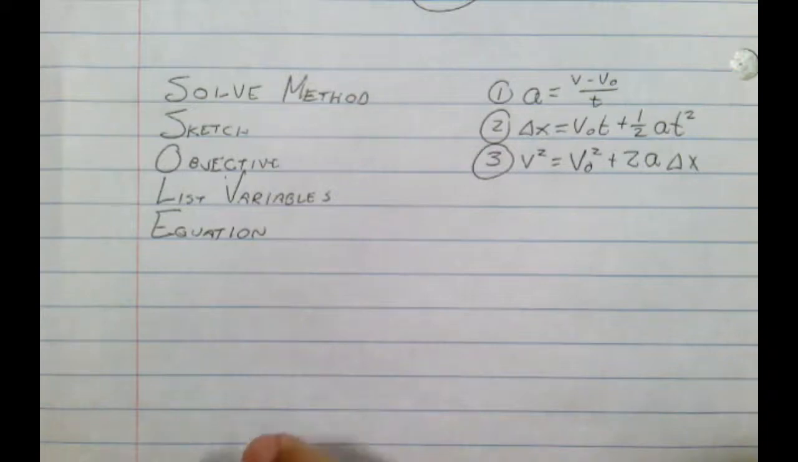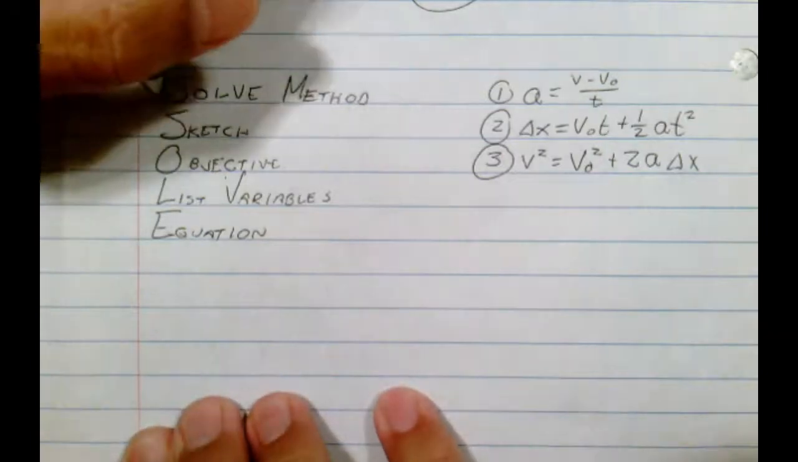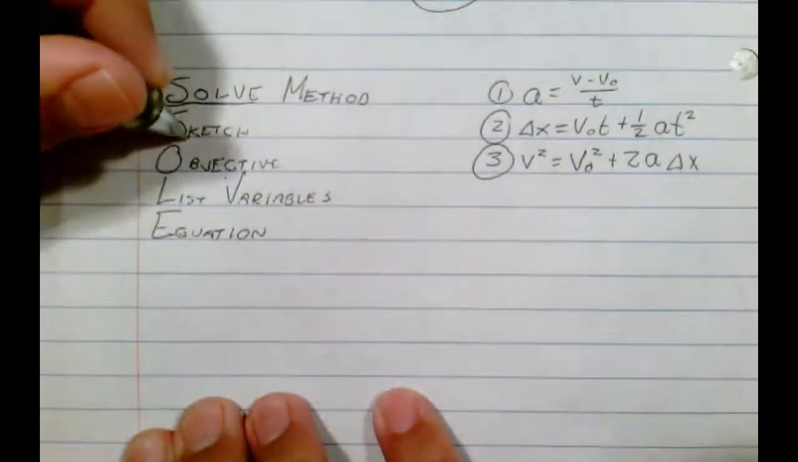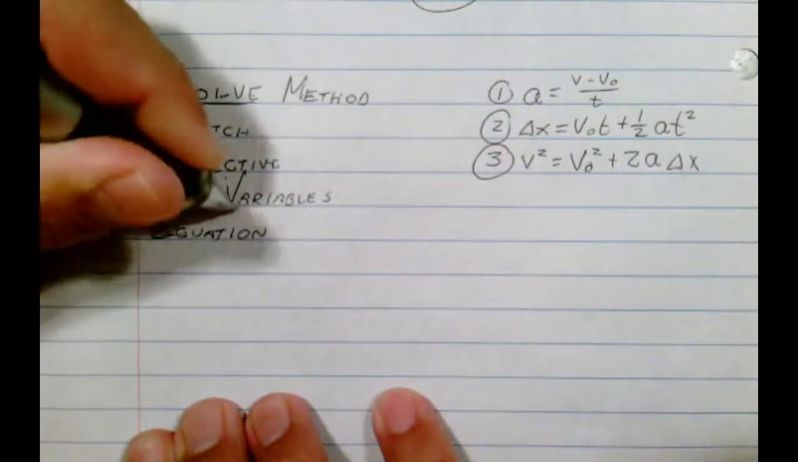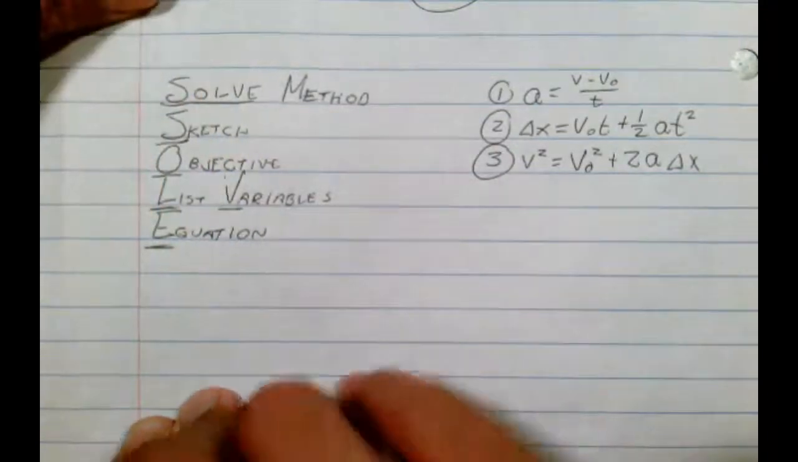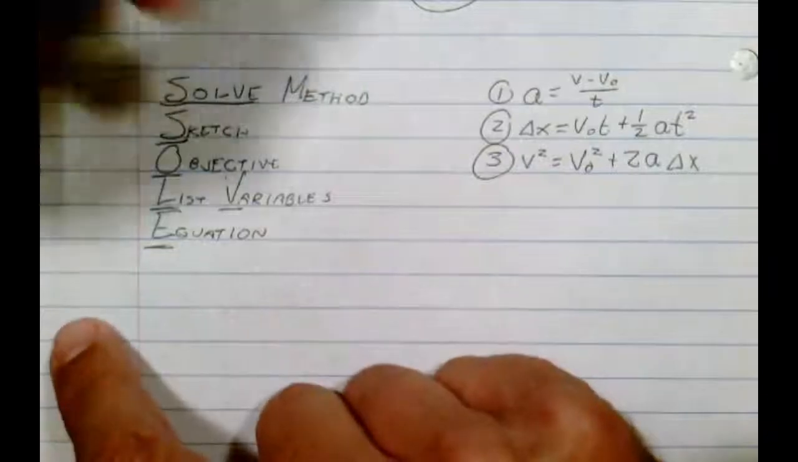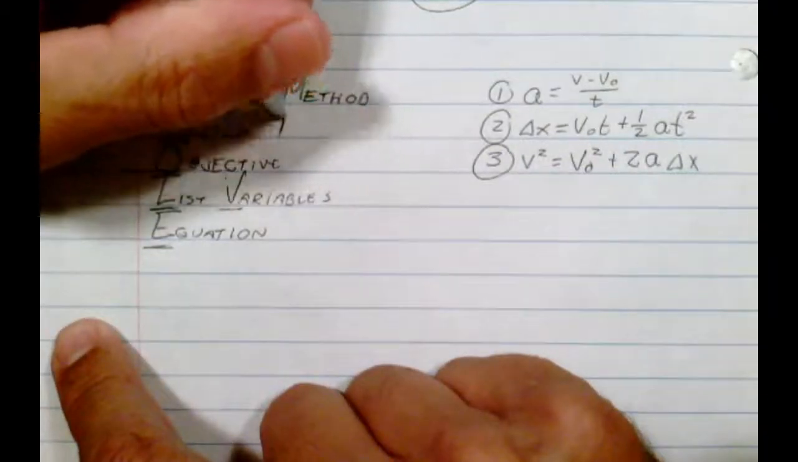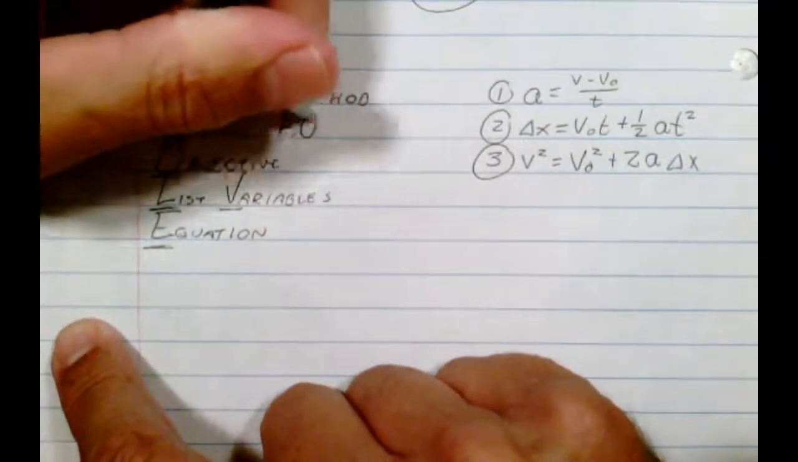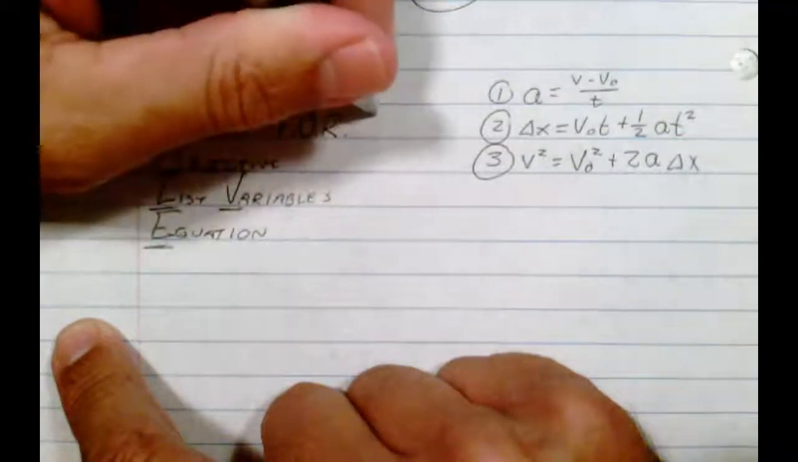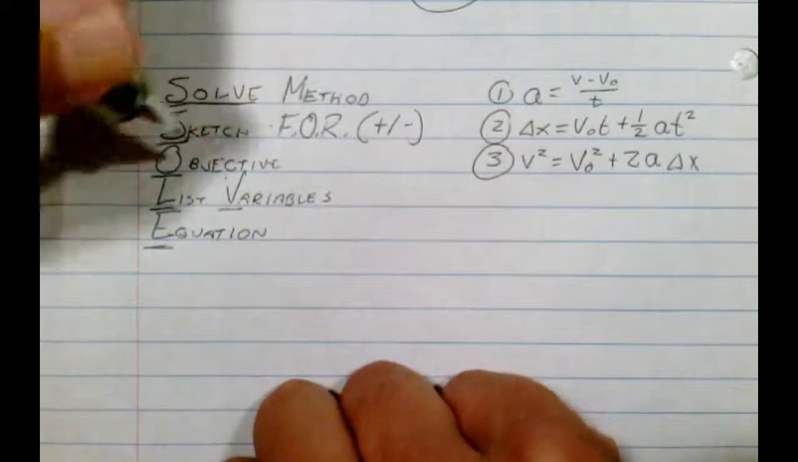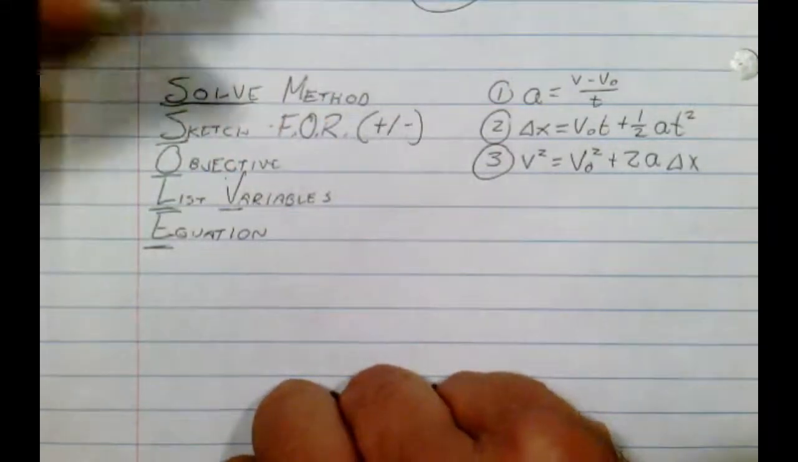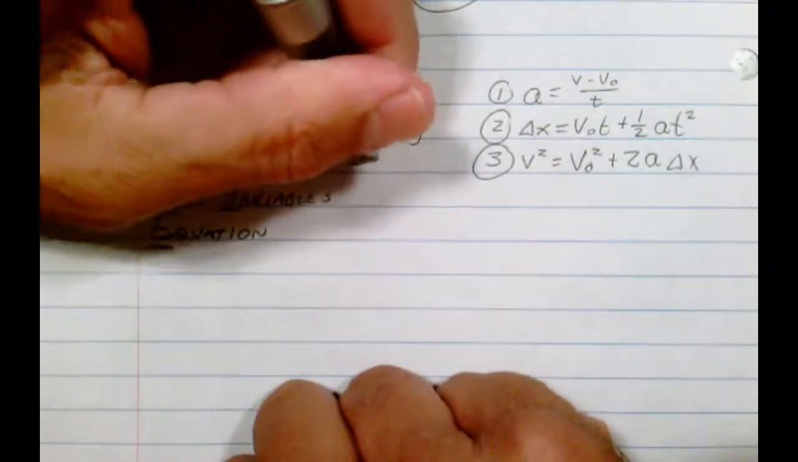So I've got this approach that I use all the time that I think is useful. I call it the SOLVE method. It's an acronym. S, sketch, O, objective, L, list variables, V, and E, equation. So for the sketch, I just mean frame of reference. That means pick a positive direction and a negative direction. Objective, what are you looking for? You're going to write something equals question mark.